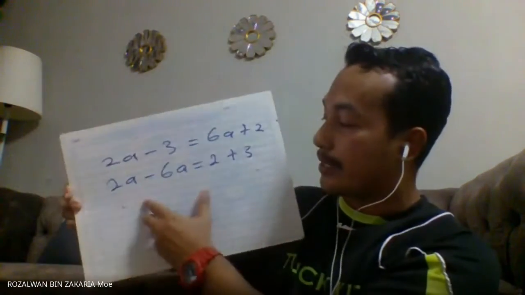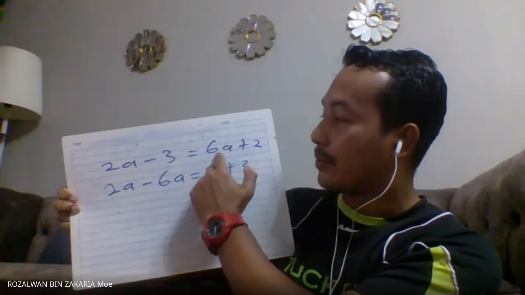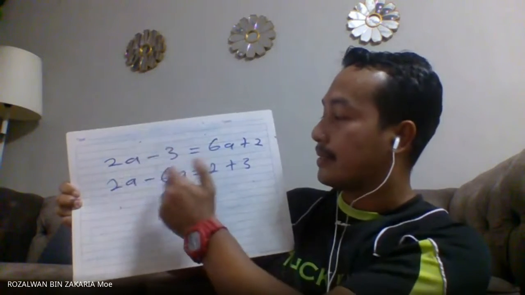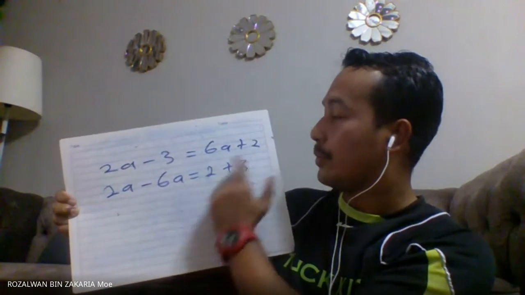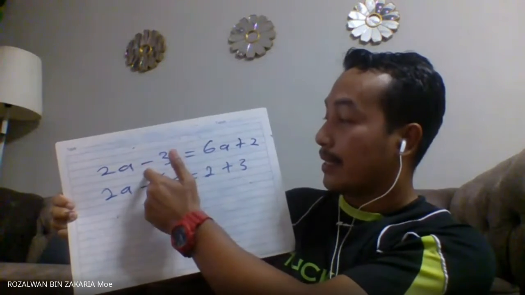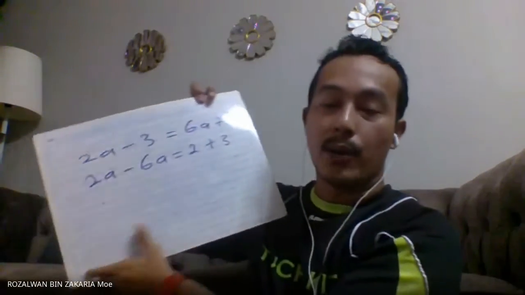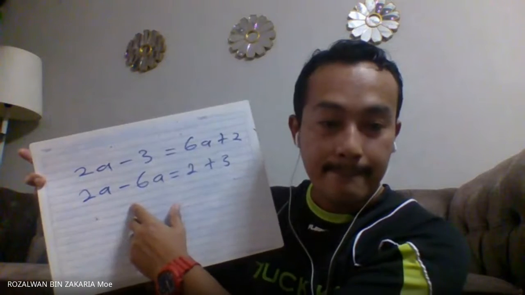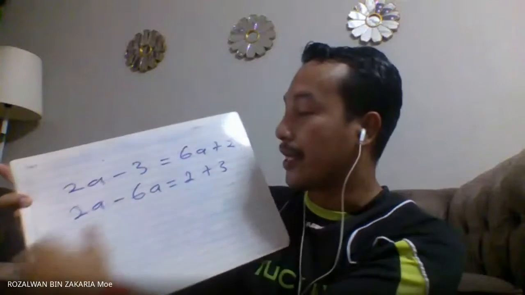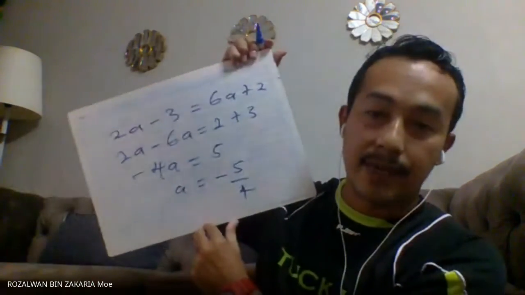Class, do you understand how to get this one? Yes, teacher. So this one we bring to the left side, it will become minus 6a, then equals this 2. This minus 3 you bring to your right side, it will become plus 3. Then 2a minus 6a, what is the answer? Negative 4a. So minus 4a equals 5. Then a equals minus 5 over 4. That's the final answer actually.